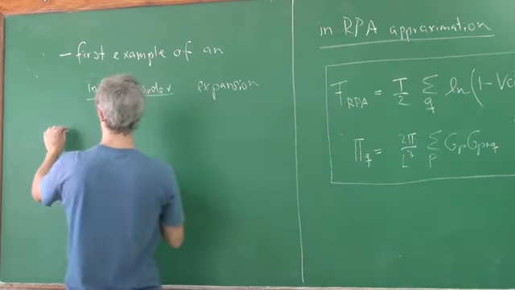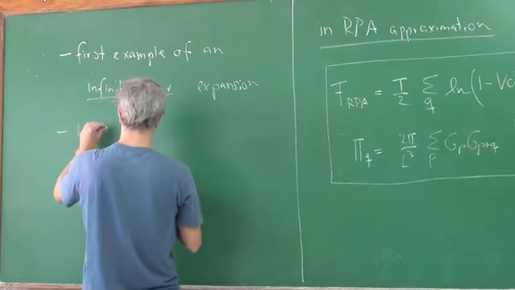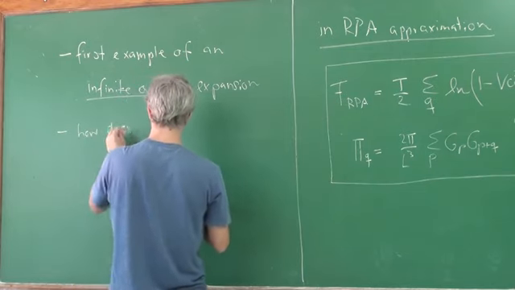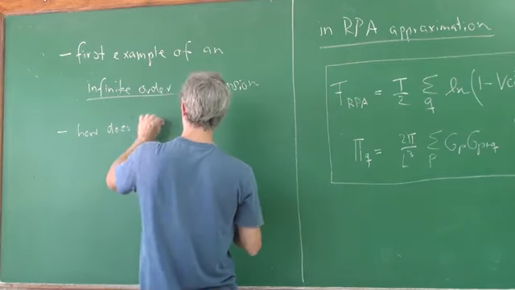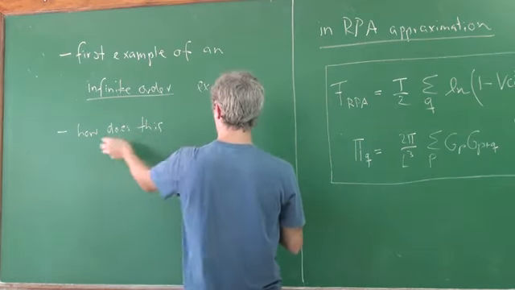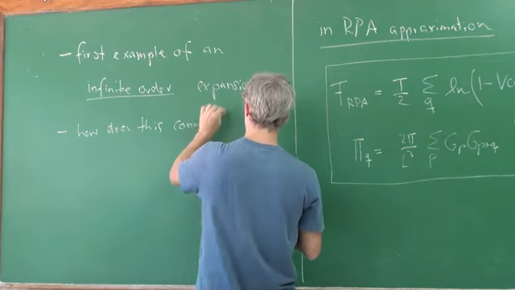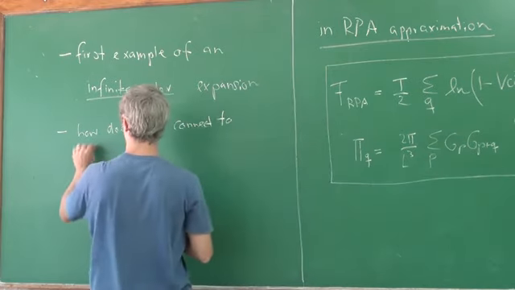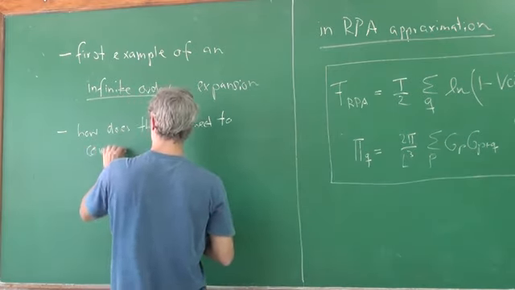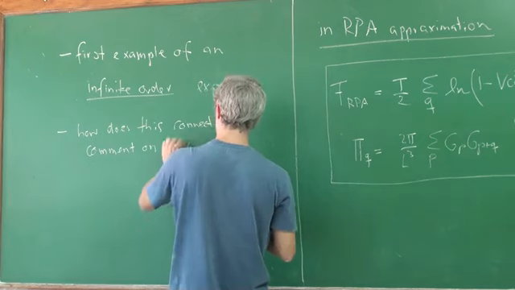Okay, so then let me just write down what I said already. In the beginning of perturbation theory, we had the statement on asymptotic expansions. So how does this connect? Let me comment on asymptotic expansions.